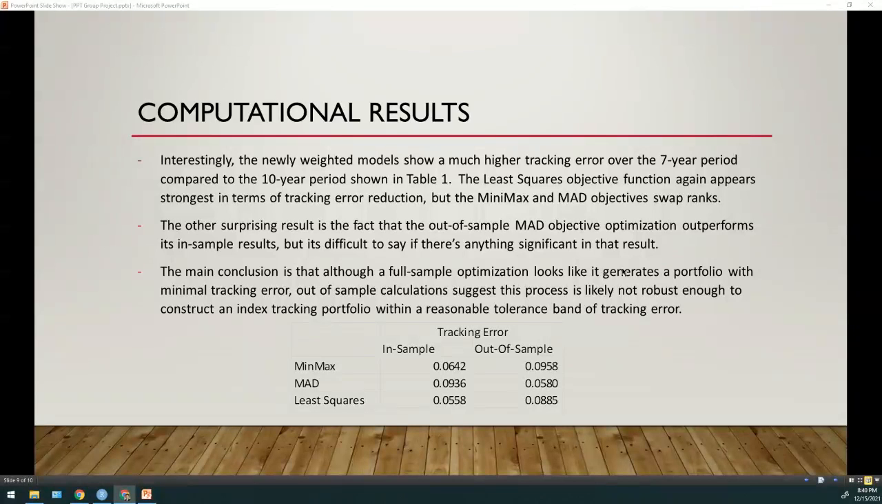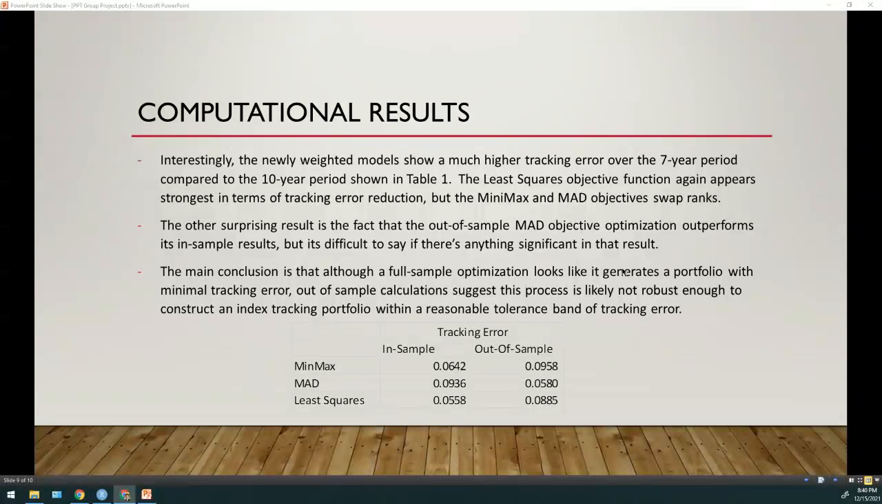So it might be spurious, it might just be something that's somewhat unique in terms of what the data looks like, but from our perspective, the main conclusion that they pull away from here in terms of the out of sample data is that even though the full sample optimization generated some pretty small tracking errors, the out of sample calculations suggest that this process just isn't robust enough to construct an index tracking portfolio within a reasonable tolerance band of tracking error. Everybody's opinion is different in terms of where the tracking error goes, but if you're talking from a direct indexing perspective, these are fairly meaningful levels of tracking error.